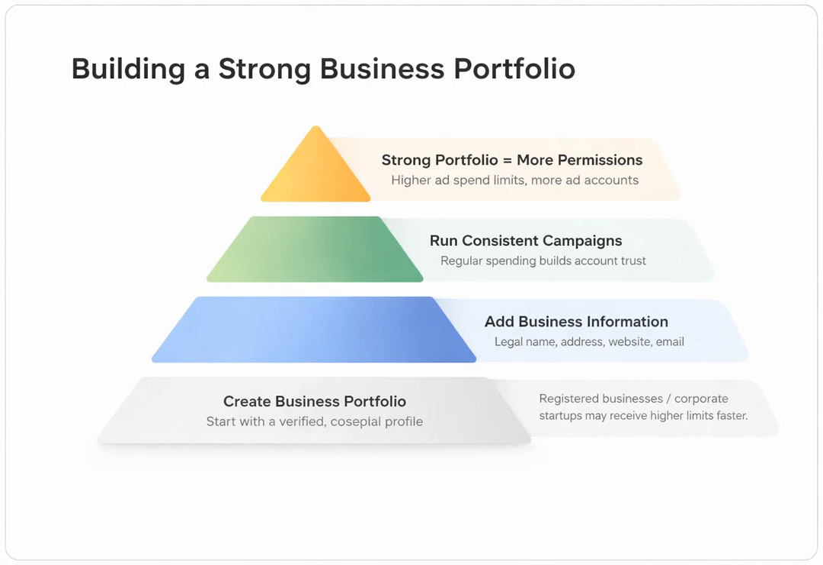One concept the instructor introduces here is the idea of building a strong portfolio over time. When you first create a business portfolio, Meta gives you limited permissions. For example, you might only be able to create one ad account. But as you consistently run campaigns, spend money, and demonstrate that you're a legitimate advertiser, Meta gradually increases your limits and trust level. If you have a registered business, like a corporate startup with official registration documents, you may be able to unlock higher limits faster. The key takeaway is that this is a long-term game. You build trust with Meta the same way you build trust with any platform, through consistent, legitimate activity.